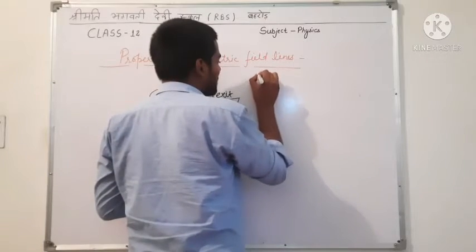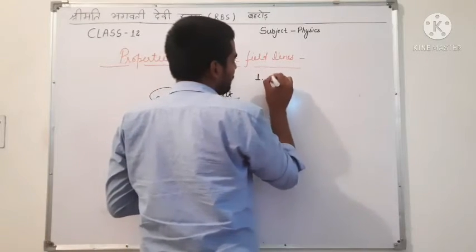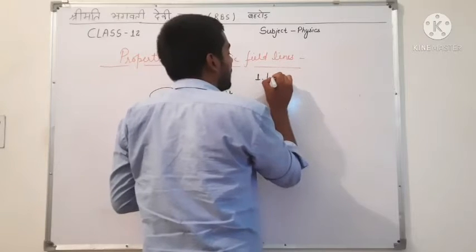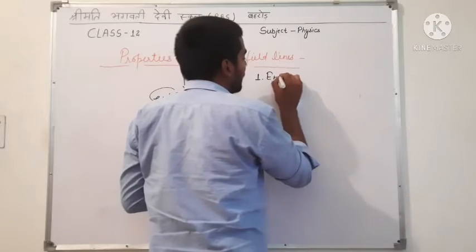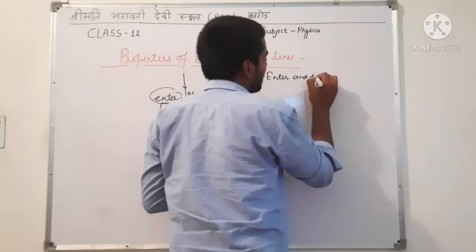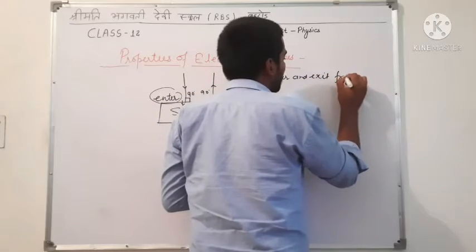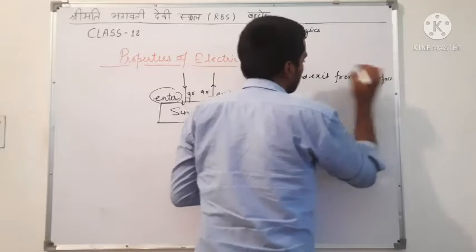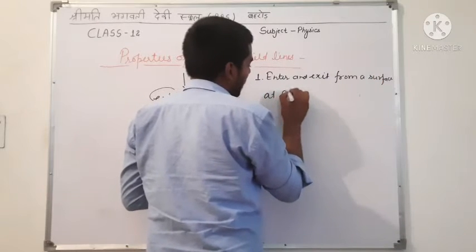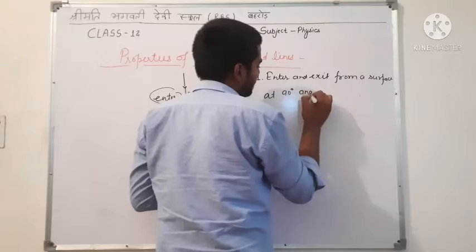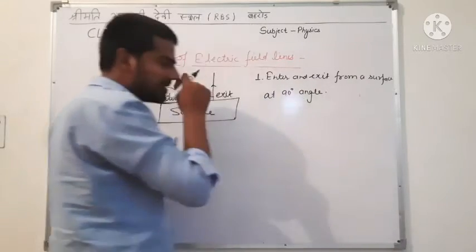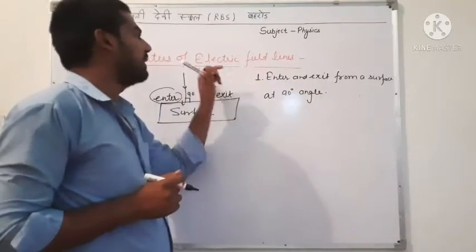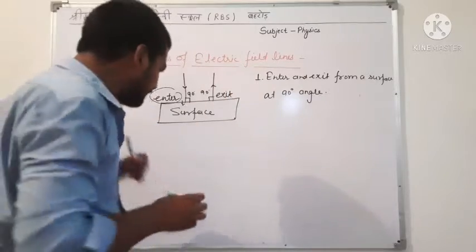So this is the first property: electric field lines enter and exit from a surface at 90 degree angle.